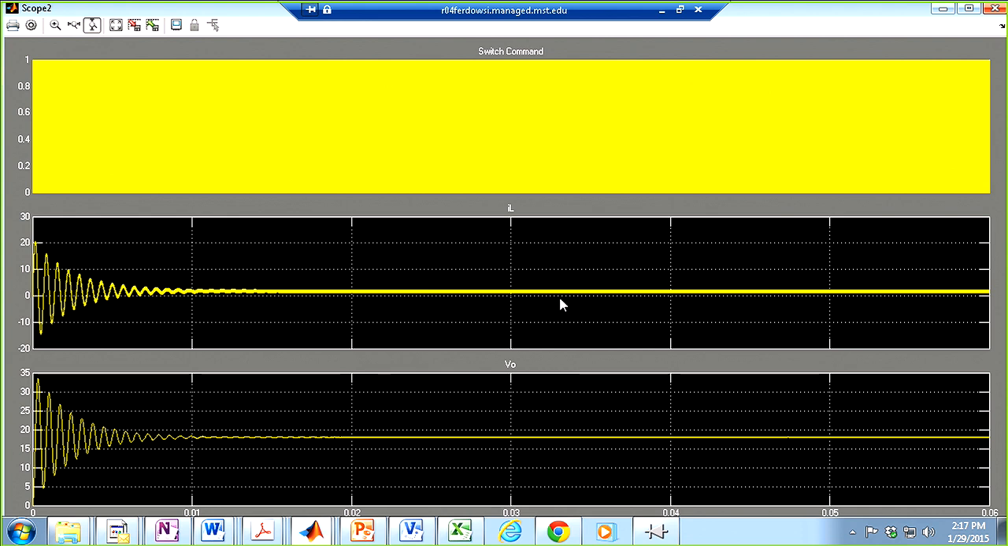The other thing is, if you have taken a control class before, you can see that this behavior resembles a lot like a second order system. And that makes sense because it is a second order system. We have one inductor and one capacitor, second order system.